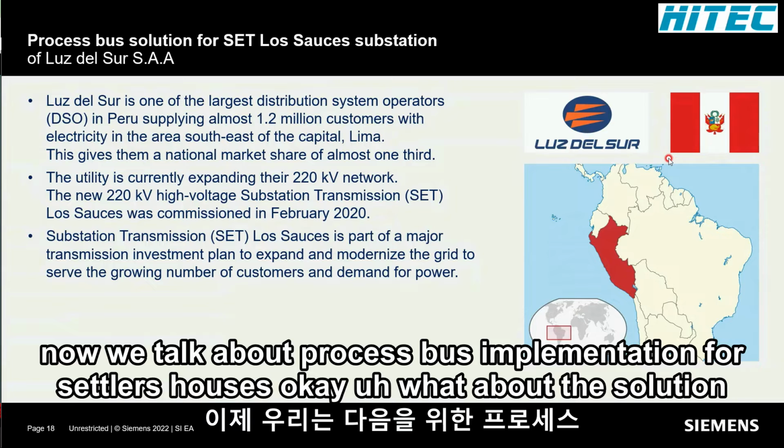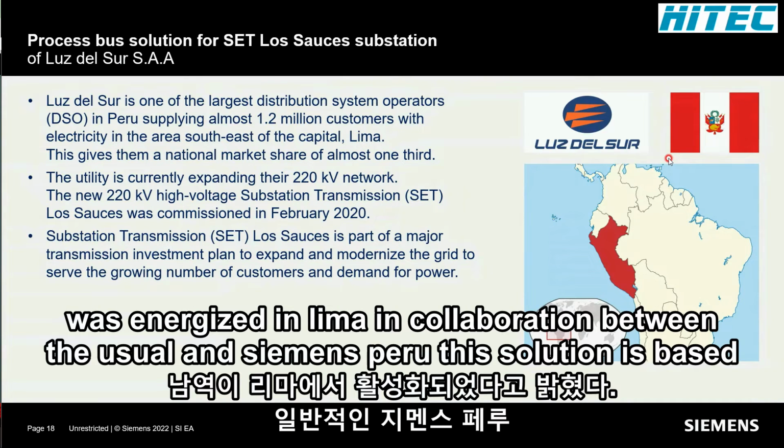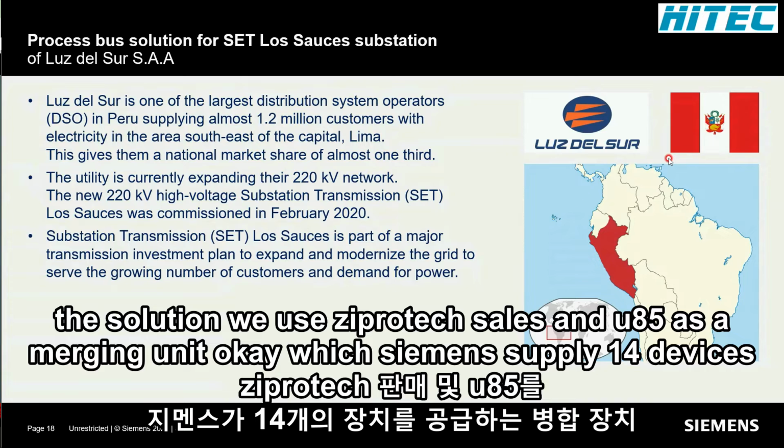Now we talk about process bus implementation for Set Los Olivos. What about the solution for this project? As I mentioned before, in February 2020, Set Los Olivos substation was energized in Lima in collaboration between Luz del Sur and Siemens Peru. This solution is based entirely on Siemens technology, specifically using our SIPROTEC 5 platform, where as a core of the solution, we use SIPROTEC 6MU85 as a merging unit, of which Siemens supplied 14 devices.